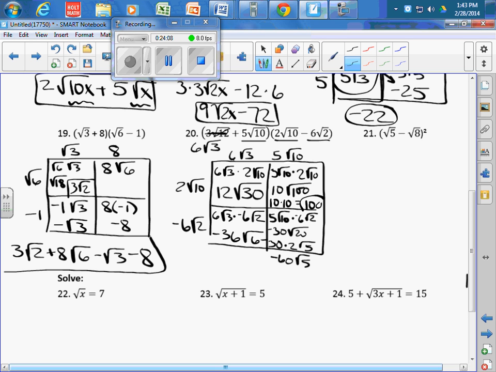So again, I don't have any like terms here. I have 12 radical 30 plus 100 minus 36 radical 6 and minus 60 radical 5.